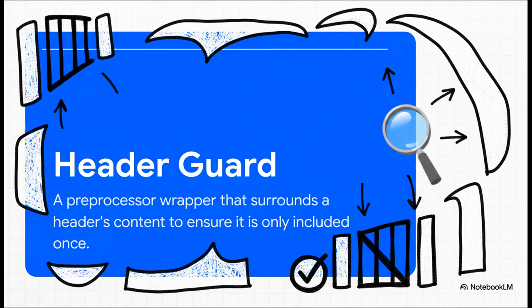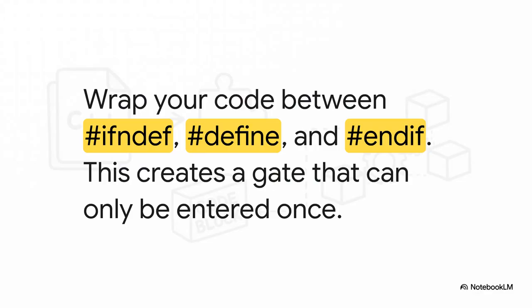It basically wraps your entire header file in a little conditional check. It's like putting a gatekeeper at the entrance to your file that only lets the compiler in once. Here's how it works. It's just 3 lines of code. At the very top of your header, you write #ifndef. That's if not defined. It's asking the preprocessor, hey, have you ever seen the name myIntegerH before?